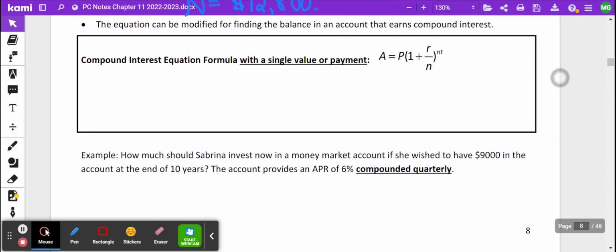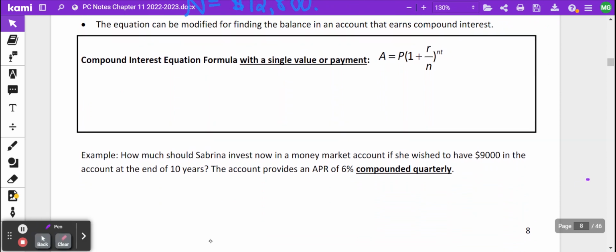Okay, so a little bit more complicated here. We have an equation, and this is a compound interest equation where you have a single payment. Now, compound interest is given not just once a year, it's given a few times a year, and that can change. It can be quarterly, it can be every 6 months, so we just have to really read the problem and make sure we know what's going on.